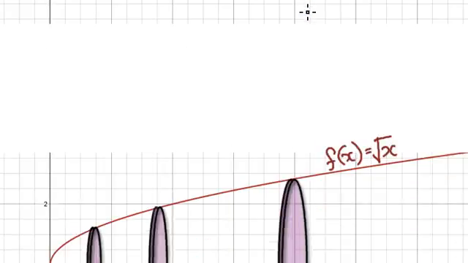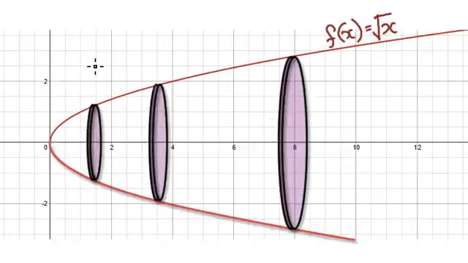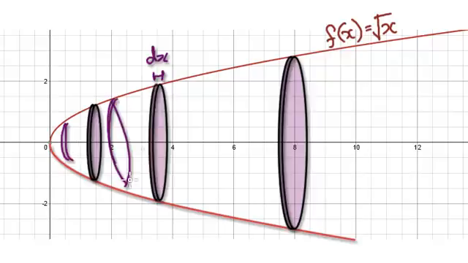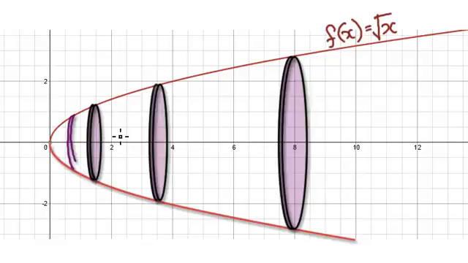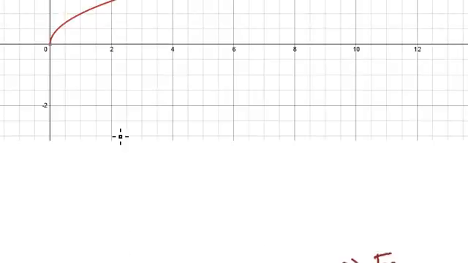The aim here is to split this graph up into millions of these disks. So the thickness of this disk here is dx. We split this up into millions of these disks, and then sum up all the volumes, and then that will give us the volume of the bullet. Let's say our bullet is of length, let's say from 0 to 8. So let's go back one step.